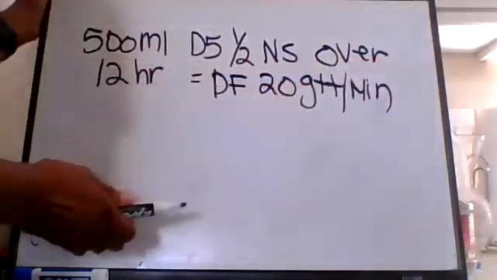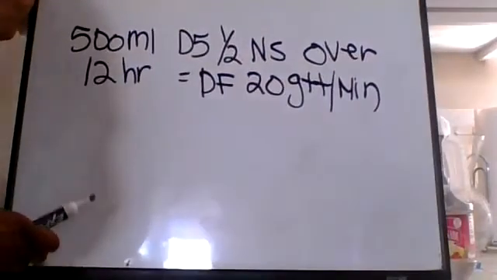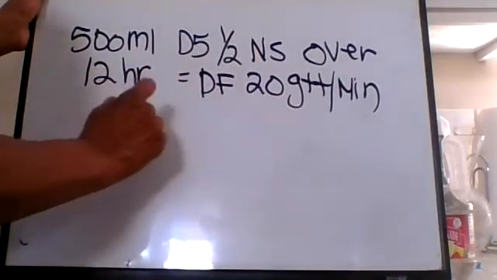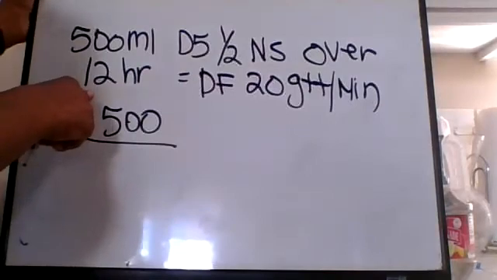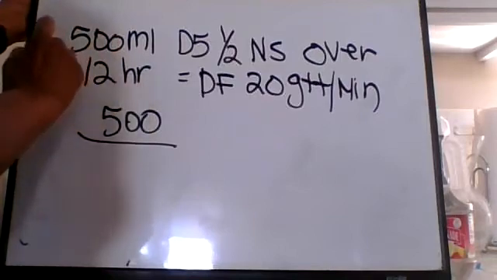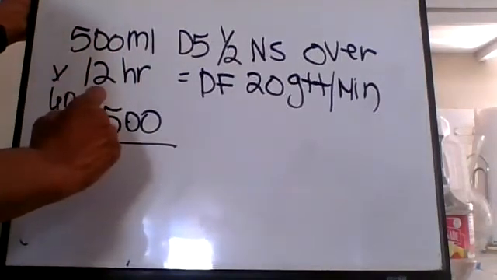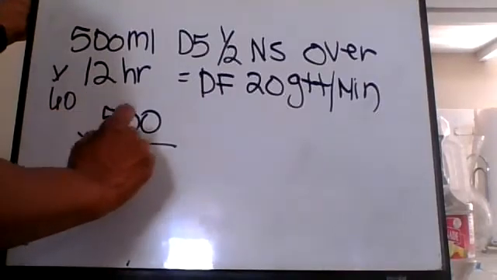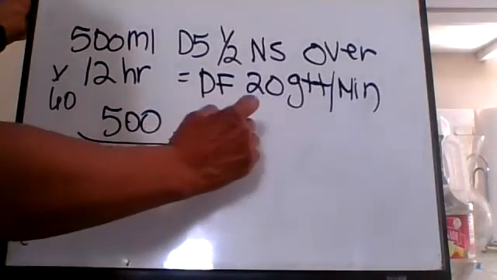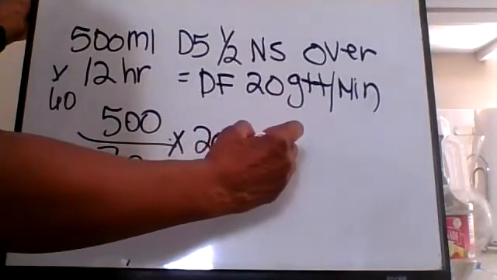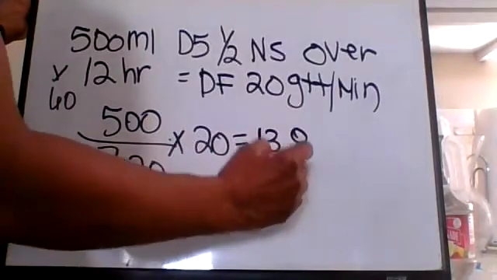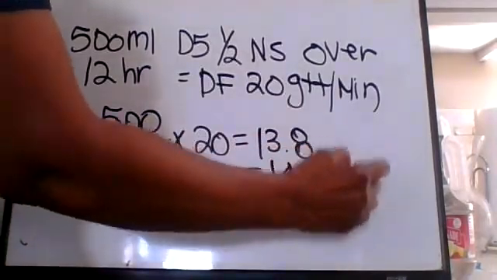Now, we've done several of these, so you should already know what to do, right? The setup, we have a drop factor, so we know what formula we're going to use, 500. We have to convert the 12 hours to minutes. So we take the 12, we multiply it by 60, and we come out with 720 minutes times the drop factor, which is 20, right? And the answer comes out to 13.8, rounded to the nearest whole number, 14 drops per minute.